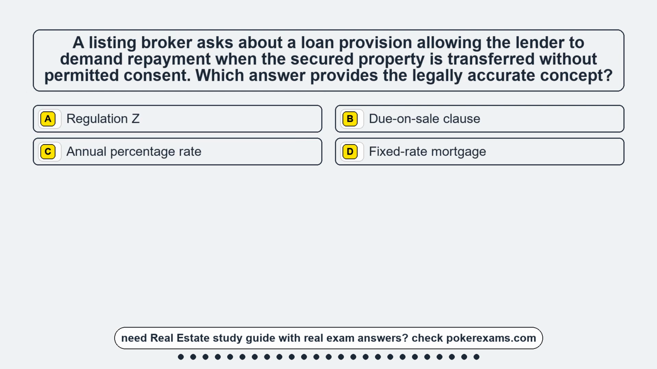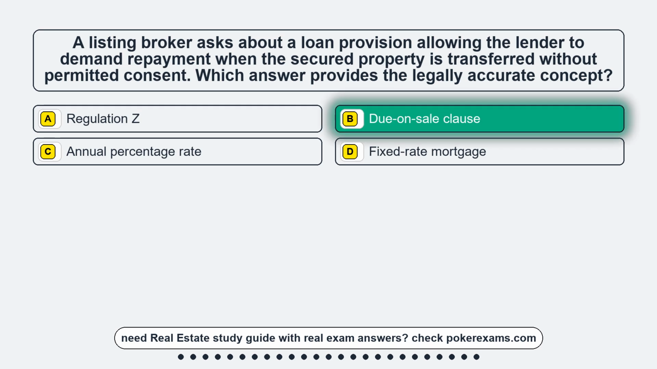Question 6. A listing broker asks about a loan provision allowing the lender to demand repayment when the secured property is transferred without permitted consent. Which answer provides the legally accurate concept? Option A, Regulation Z. Option B, a due-on-sale clause. Option C, annual percentage rate. Option D, fixed-rate mortgage. The correct answer is option B, due-on-sale clause.